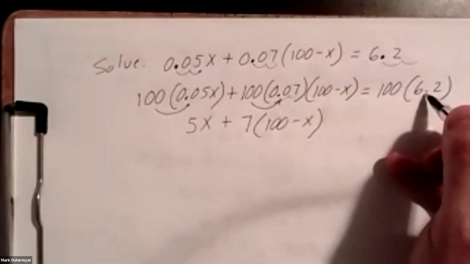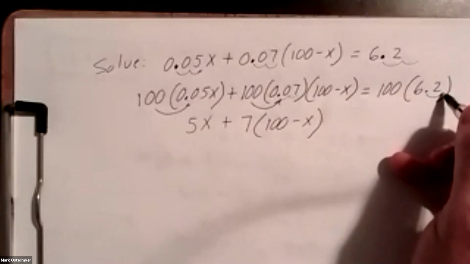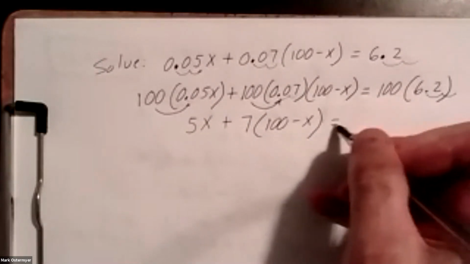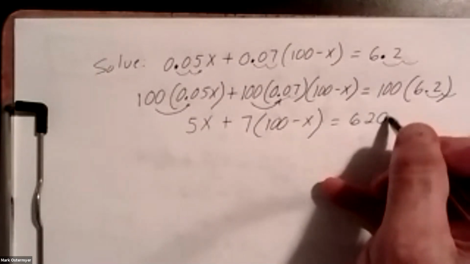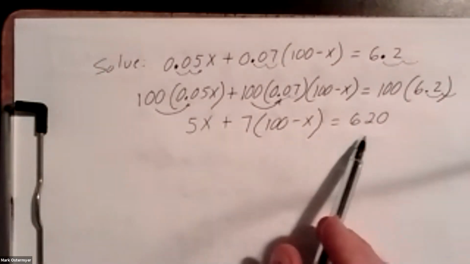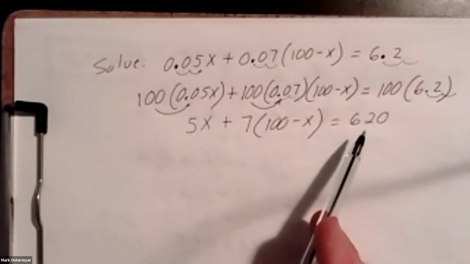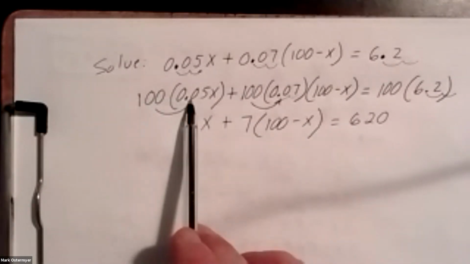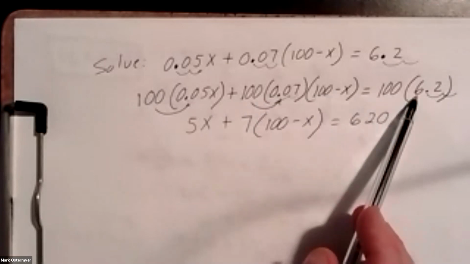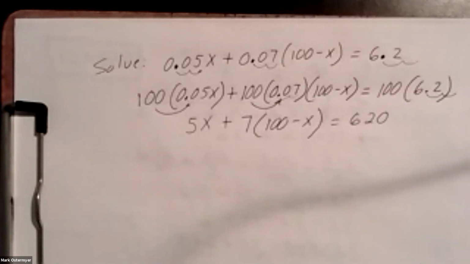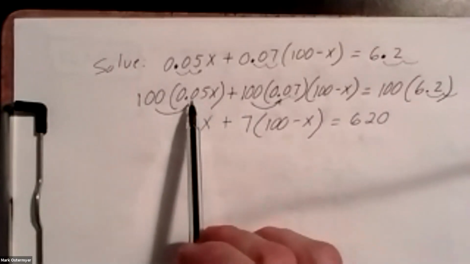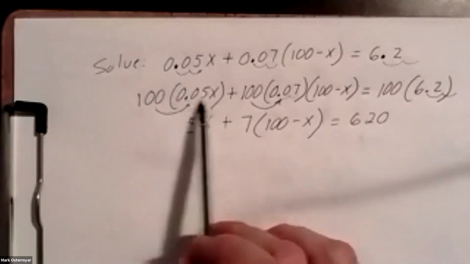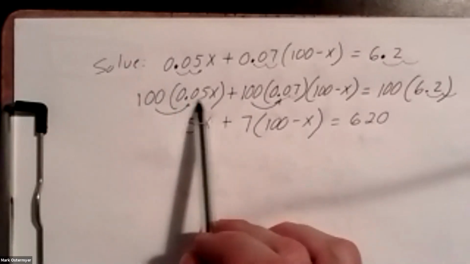What's 100 times 6.2 on the right? Decimal point gets shifted 2 places to the right. This becomes 620. Look at how we got rid of all of our decimals, ladies and gentlemen. They're all gone because we multiplied both sides by 100 to get rid of every one of them. Okay. Hey, if I multiply both sides by 10, would that be good enough to get rid of all my decimals? If I multiply this by 10, would it be a whole number?